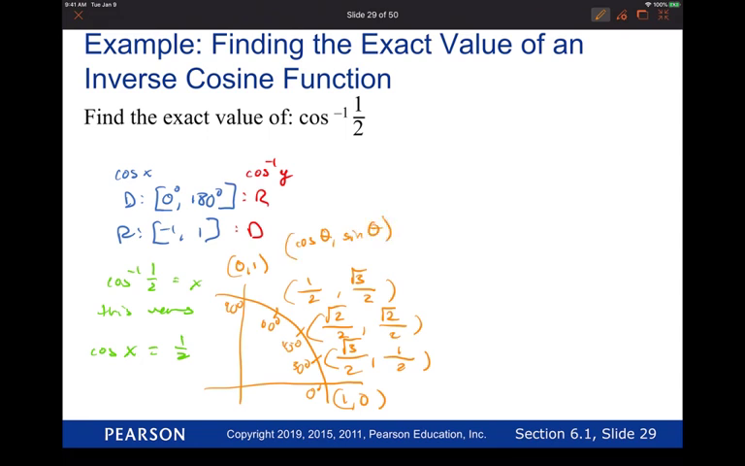So now can you tell me cosine of what angle gives us a half? 60. Okay. So x should be 60 degrees. And then let's go ahead and convert that to radians. So we're going to say over 1 times pi over 180. What is that, pi over 3? Is that right?